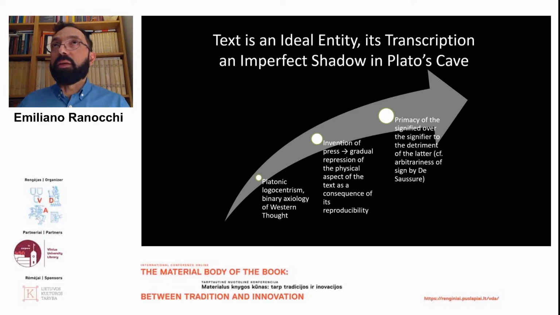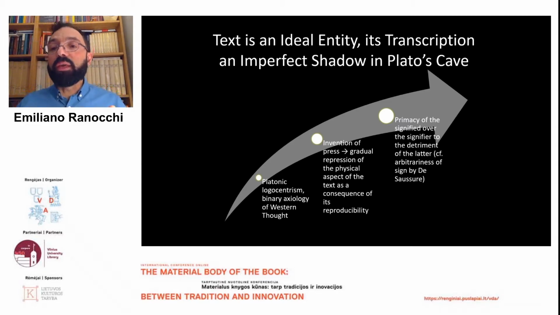In a way, the press made an abstraction. From one side, we have the text, which was thought as something immaterial, and on the other side, the book as an object which could be multiplied. So we have something like a divorce between the immaterial text and the physical object of the book.